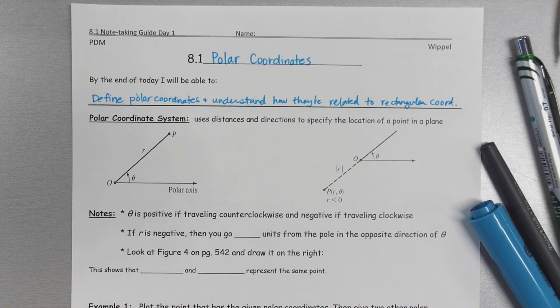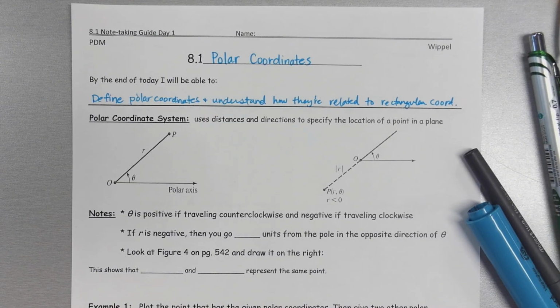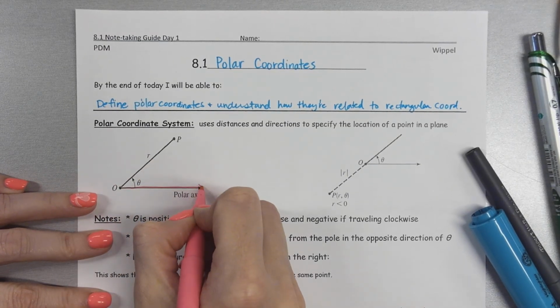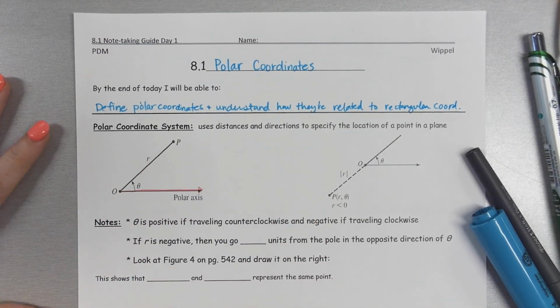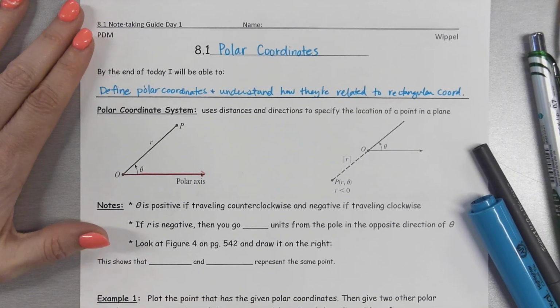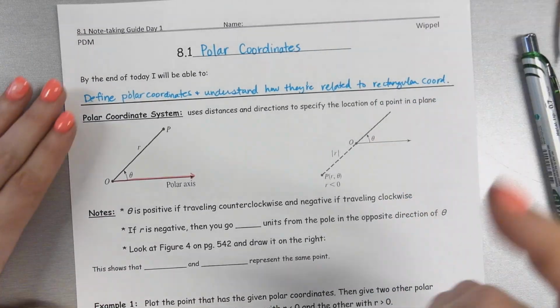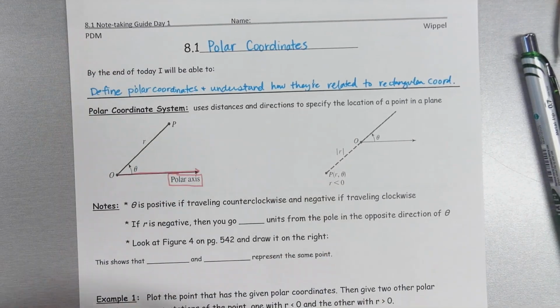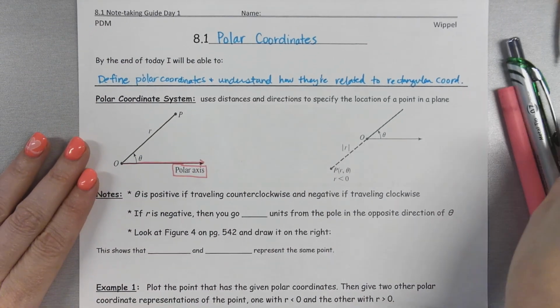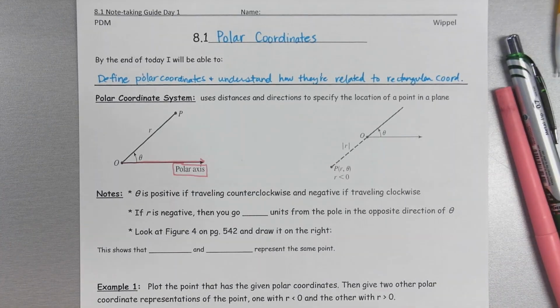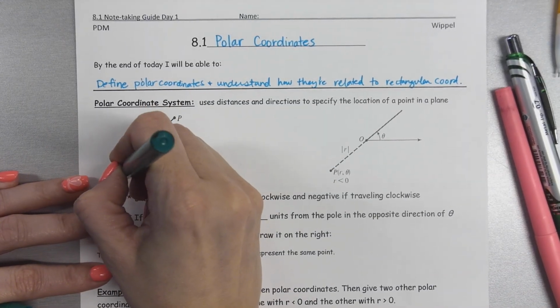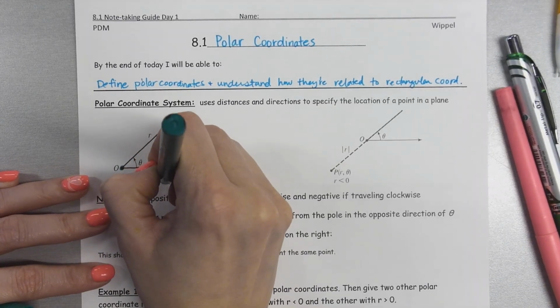Okay, and then we're going to start by just defining a few things on this diagram. So we've talked about how it uses distances and directions to specify the location. We're always going to start with the polar axis. It's very similar to how we always start at the same place when we're graphing an angle on the unit circle. Okay, so this is your polar axis. And then you're always going to have the pole at the origin. Okay, and you can use those words interchangeably.